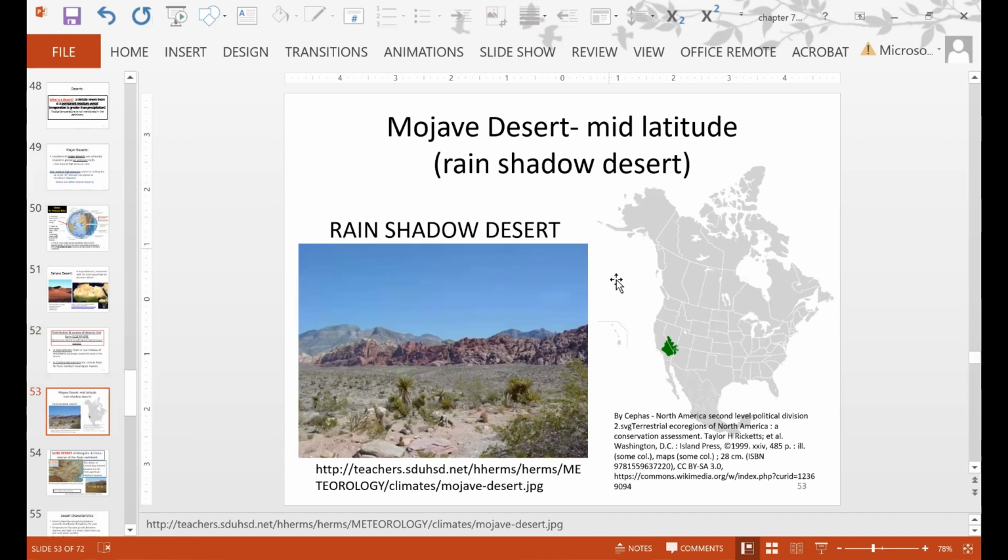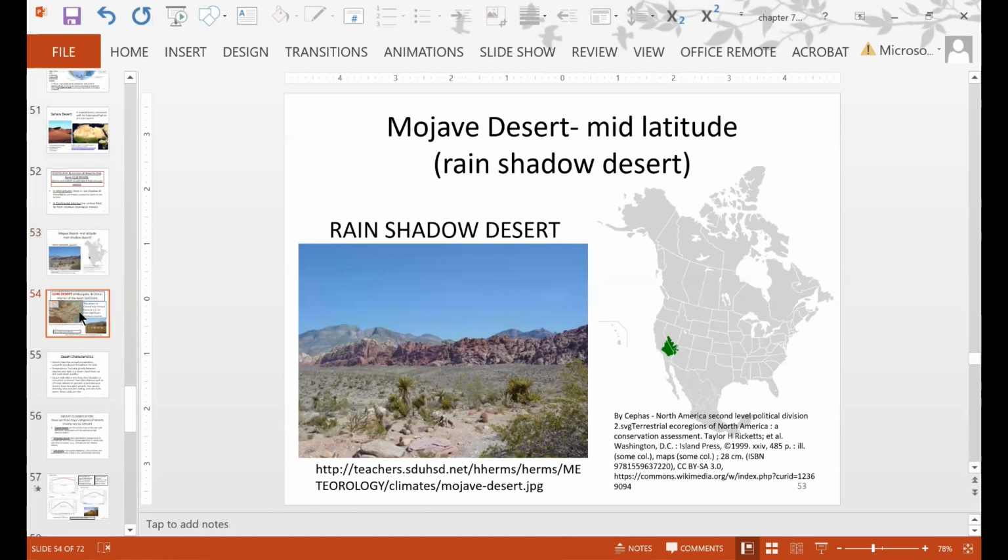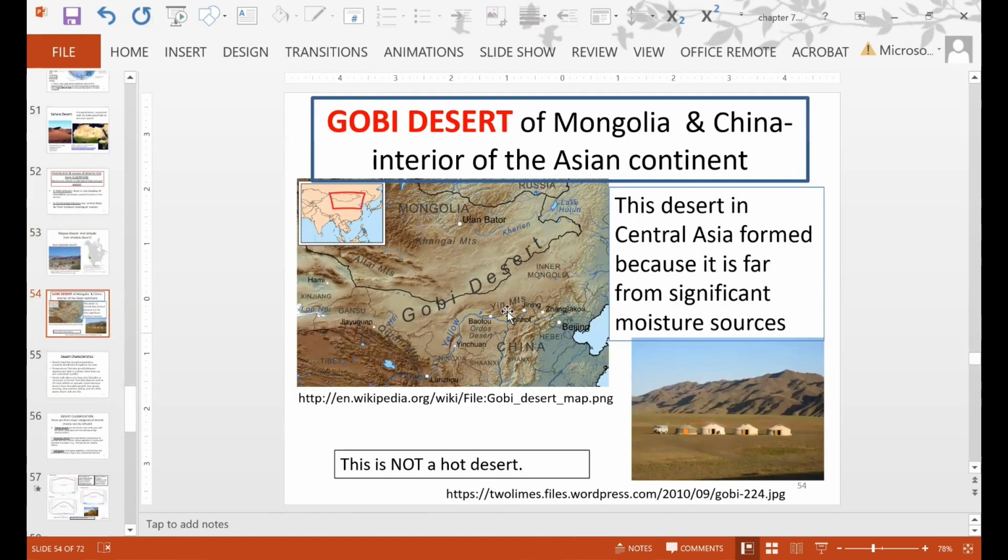So here we have the Mojave Desert, an example of the mid-latitude rain shadow desert. This is what it looks like. And then we have the Gobi Desert of Mongolia and China. And this is where it is. Again, that is from a persistent continental air mass that is dry.